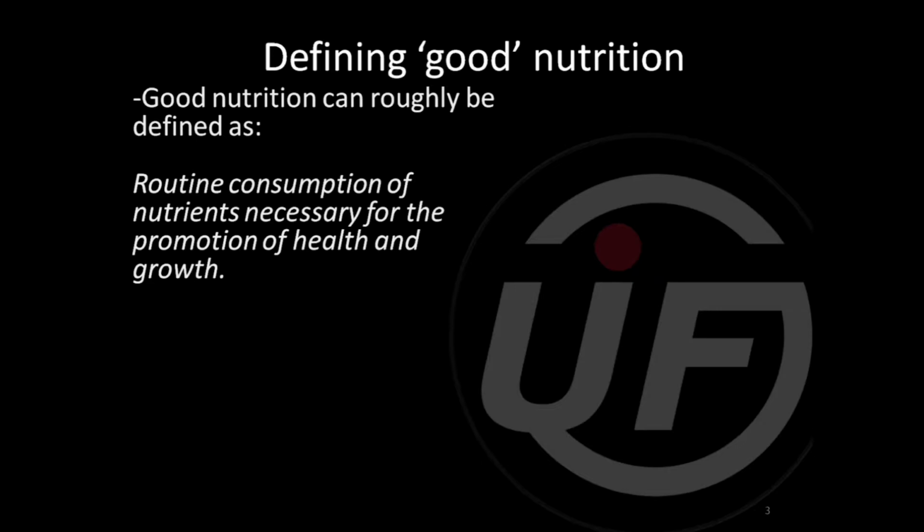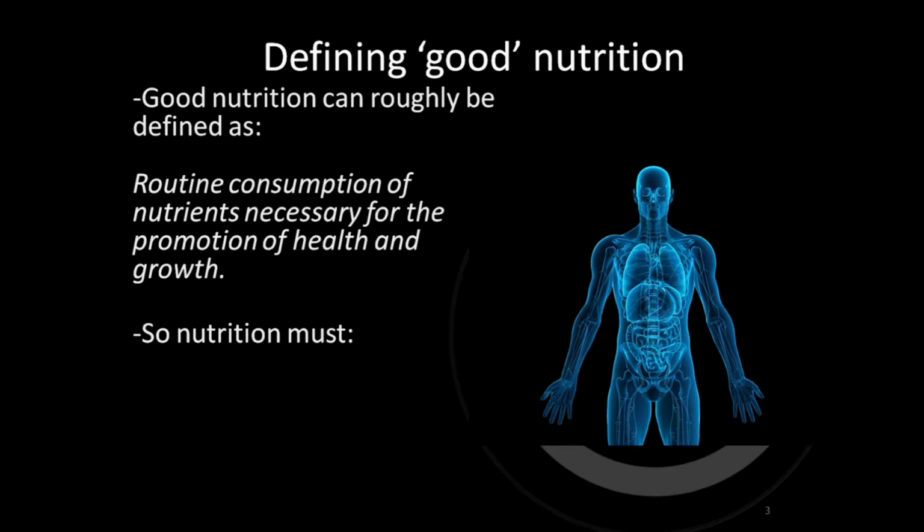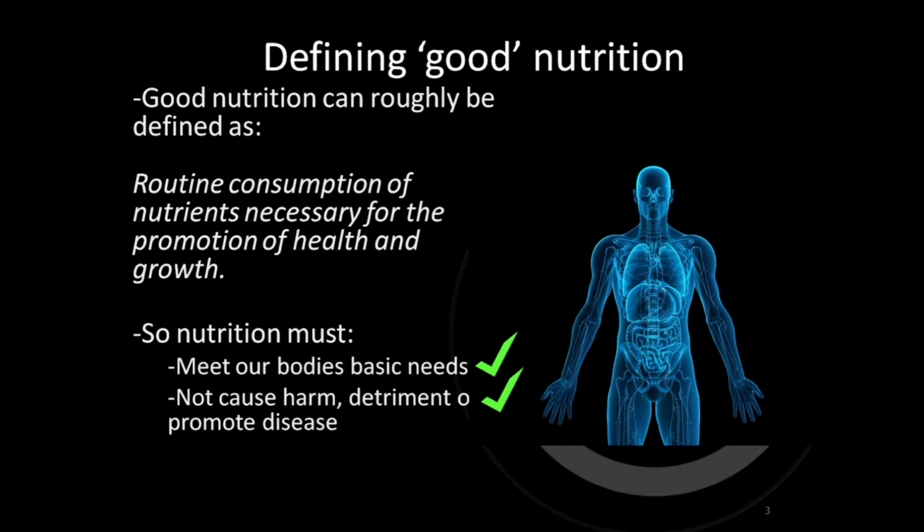All right, so let's start by defining good nutrition. We're all interested in having a better diet, better nutrition for our health, but what exactly does that mean? Good nutrition can be roughly defined as routine consumption of nutrients necessary for the promotion of health and growth. Very, very simple definition. So by definition, nutrition must meet our body's basic fundamental needs, not cause harm, detriment, or promote disease, and align with our goals. Those are the three big things it has to do.